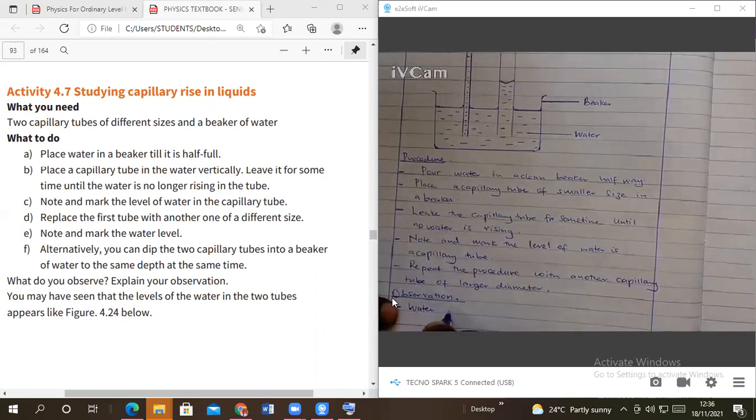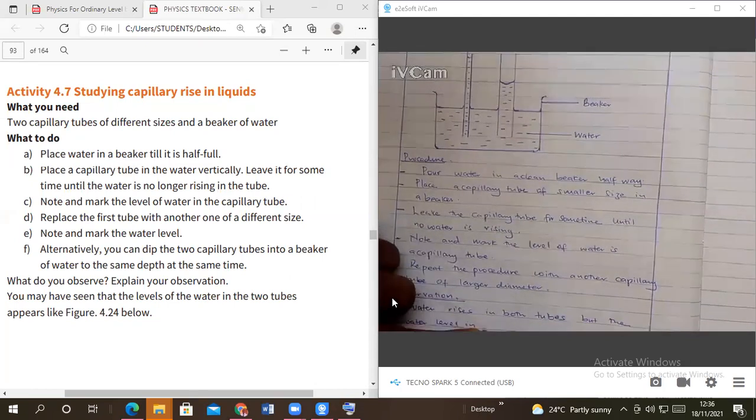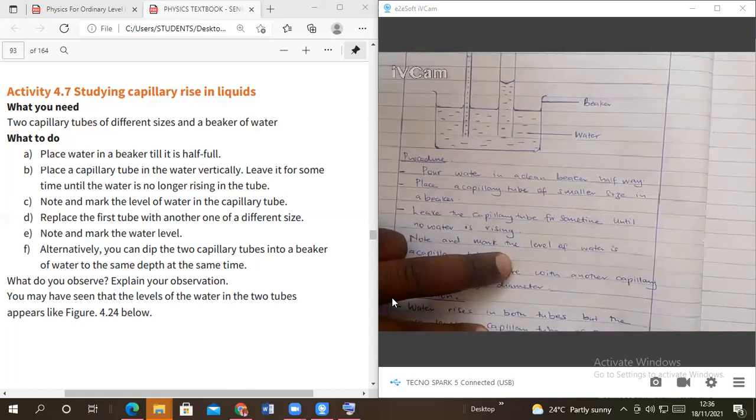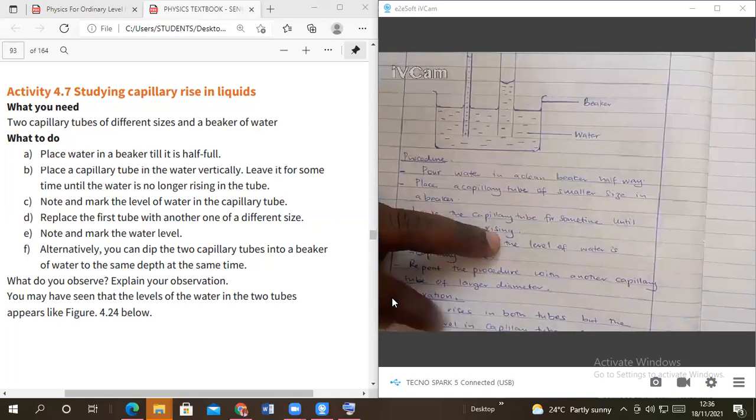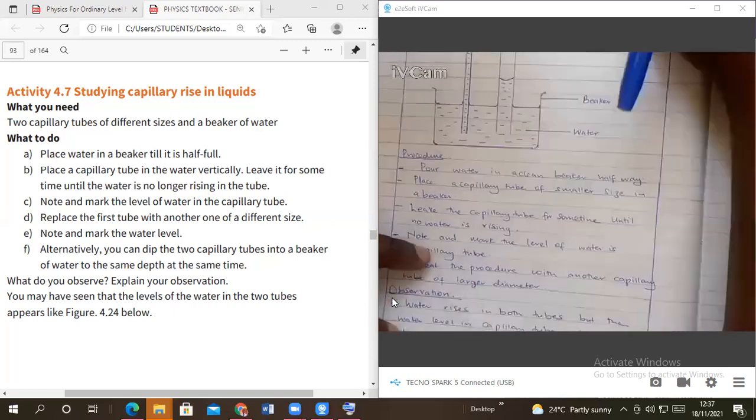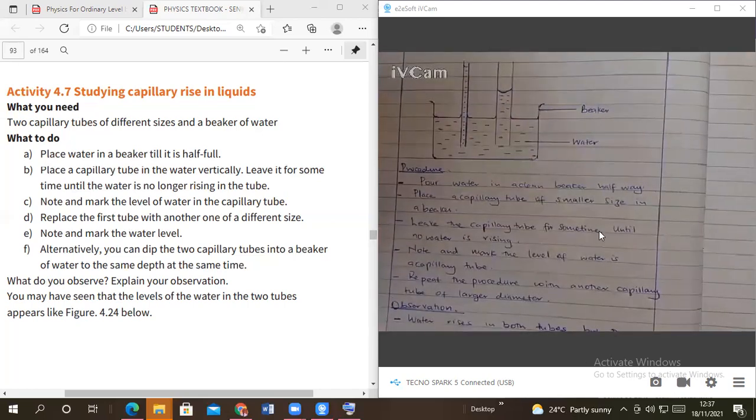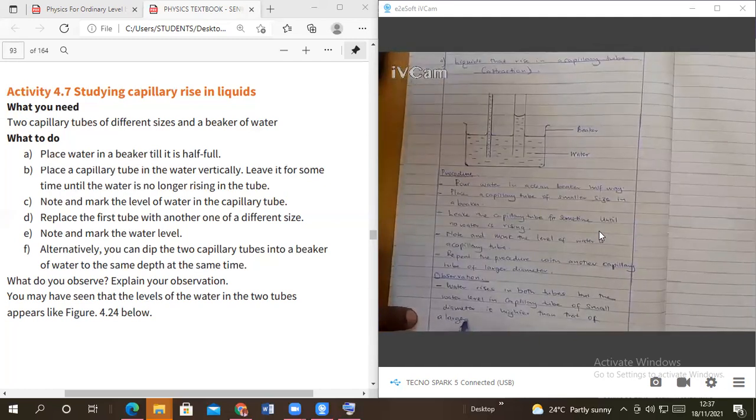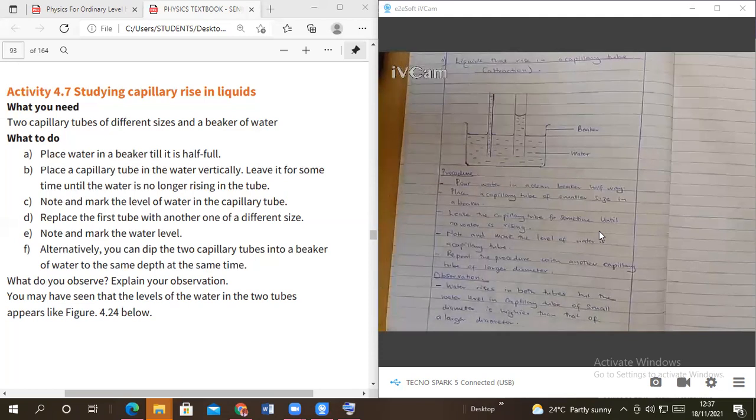Water rises in both tubes, but the water level in a capillary tube of small diameter is higher than that of a larger diameter. It is true. That's what we observe.